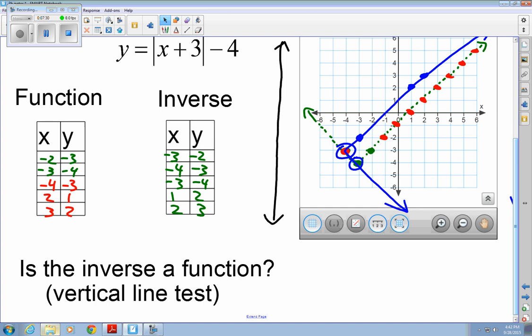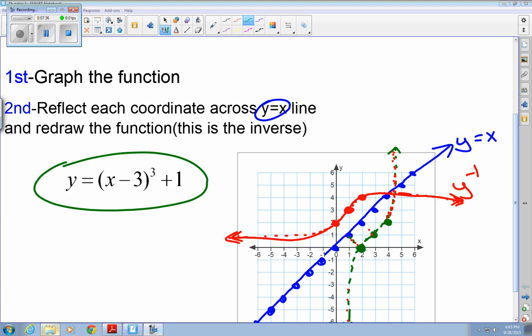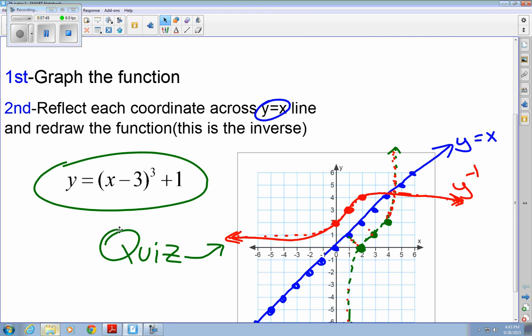This could be a question. If you're looking for the quiz, I'm going to make the example 1 here. You're just going to have to draw the graph for me. So for the quiz, just draw the graph of the inverse. All right, thank you.